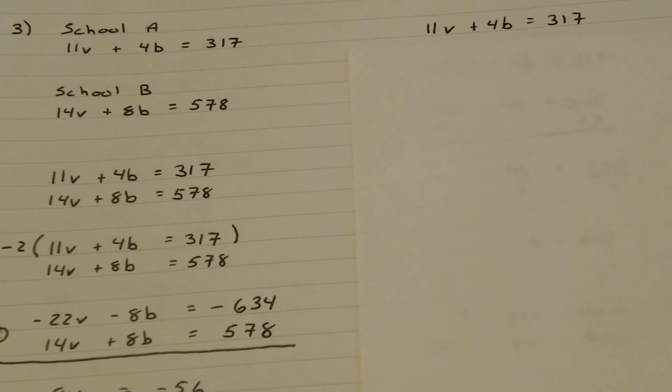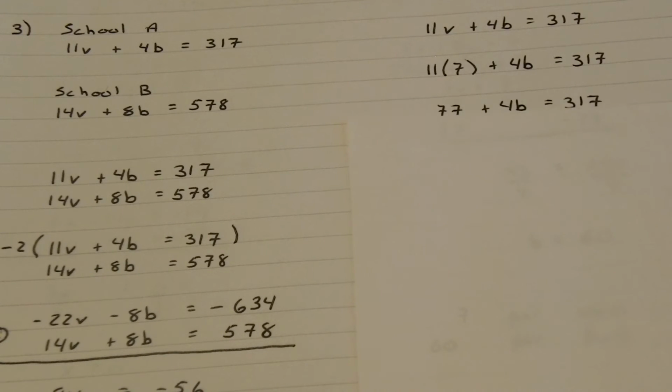I simply chose the first equation, School A. I substitute in 7 for my value of V, so we now have 11 times 7 plus 4B equals 317. Evaluate, 77 plus 4B equals 317, and now solve the equation for B.